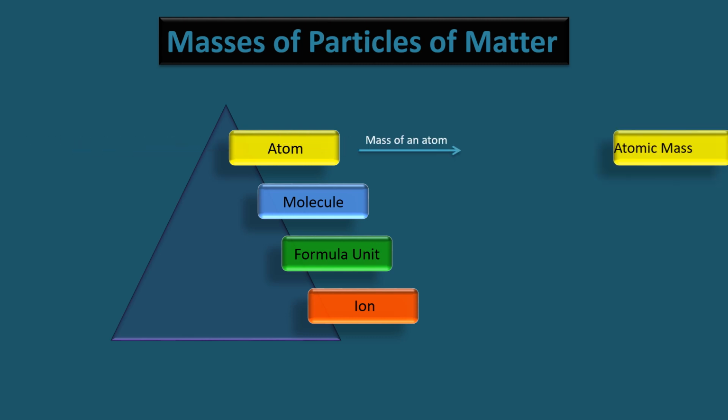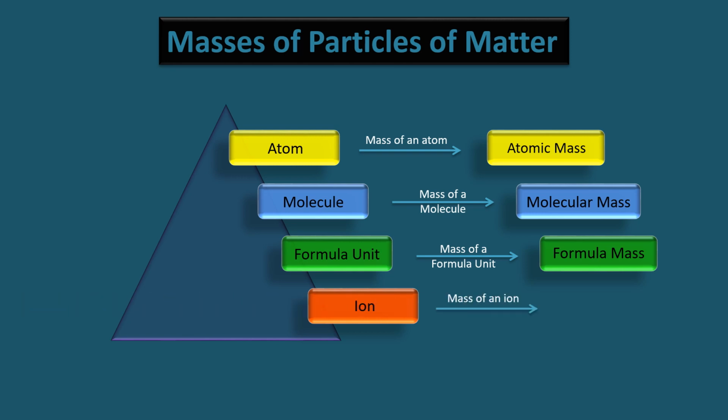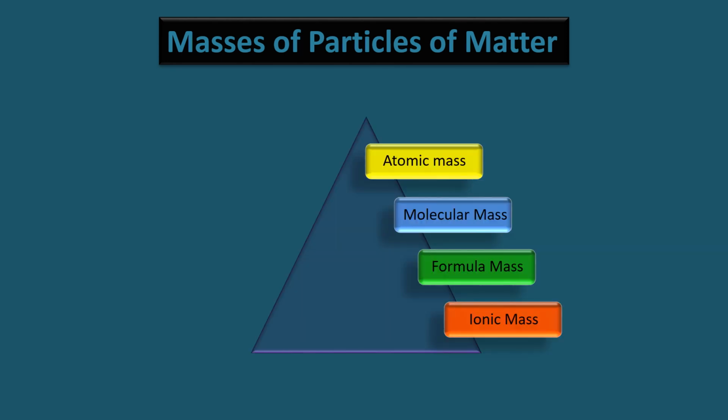Mass of an atom is called atomic mass. Mass of a molecule is called molecular mass. Mass of a formula unit is called formula mass, and the mass of an ion is called ionic mass. So first in the list is atomic mass. But before this, I want to recall some basic terms from my first lecture, that is atomic number, mass number, and isotopes.